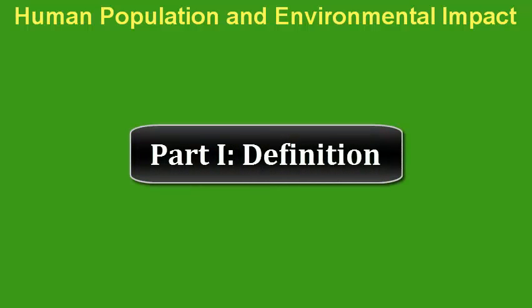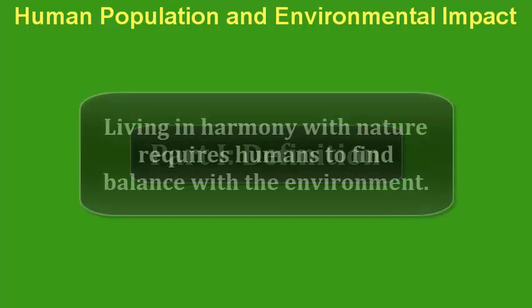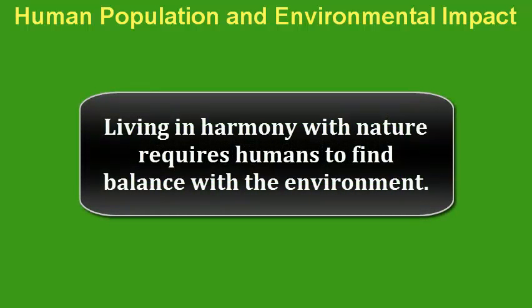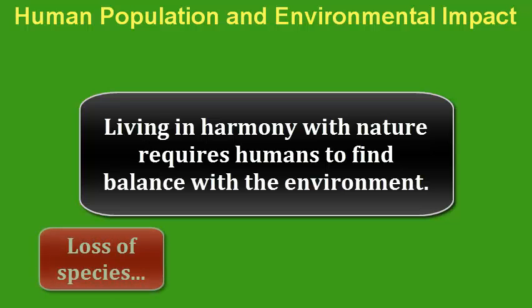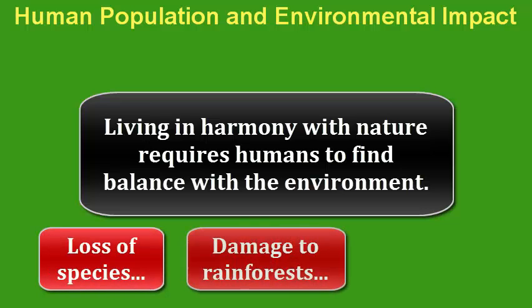Okay, first, let's talk about definitions. First of all, I think humans should live in harmony with nature. I don't think this is an obscure concept. What I mean by that is to find balance with the environment, which includes other plants and animals. Once we live outside that balance, things happen. We lose species. We damage rainforests. Bad things happen when we live outside that harmony.